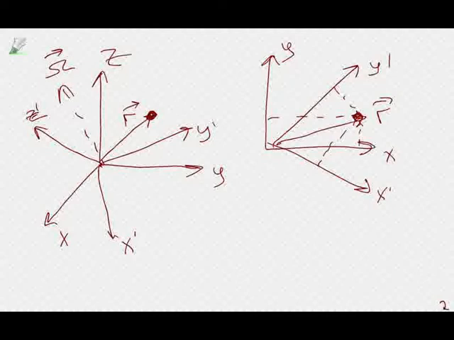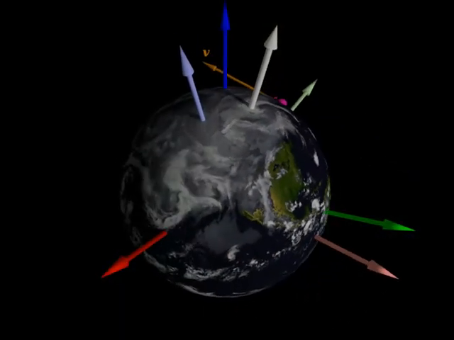So I don't have to worry about an R versus an R prime here, but I do have to worry about which frame I'm evaluating the components in. Well, okay, so that's just the R vector. But what happens when we come to the V vector? All right, well, here's a little animation of one of these things.